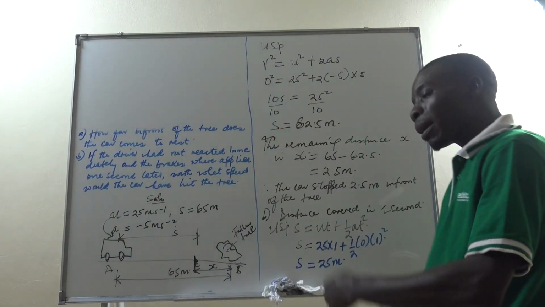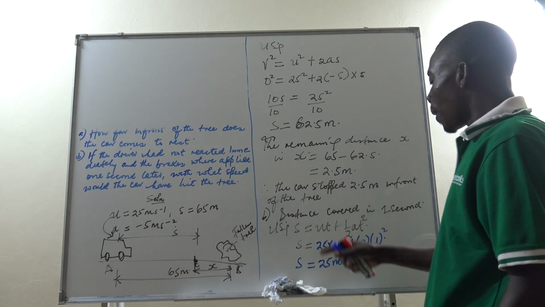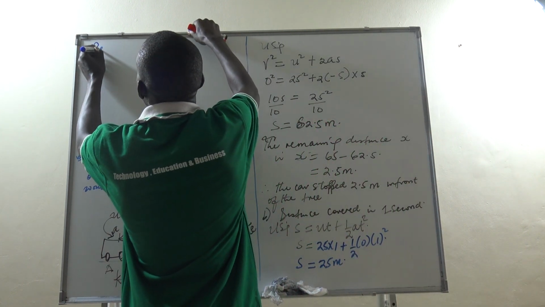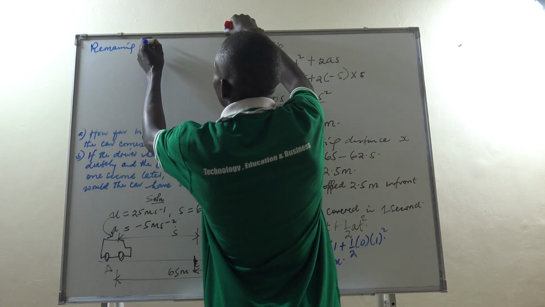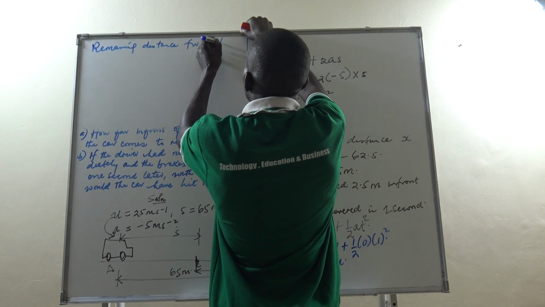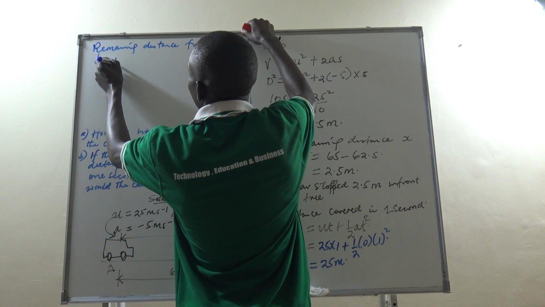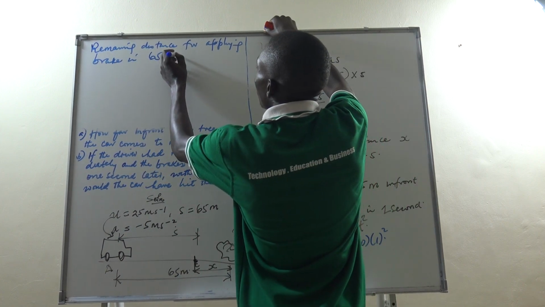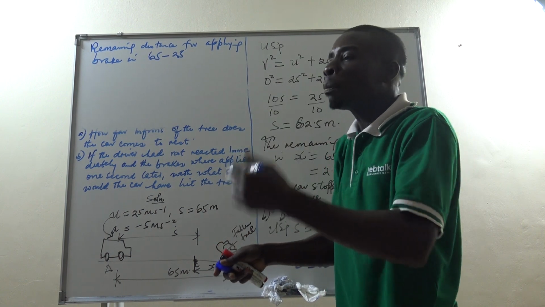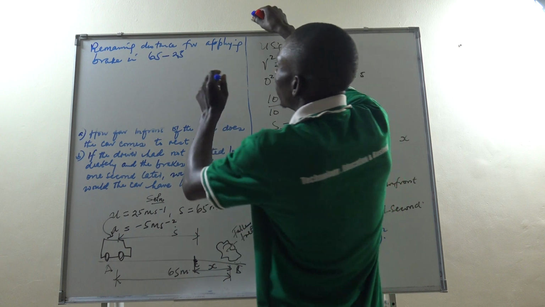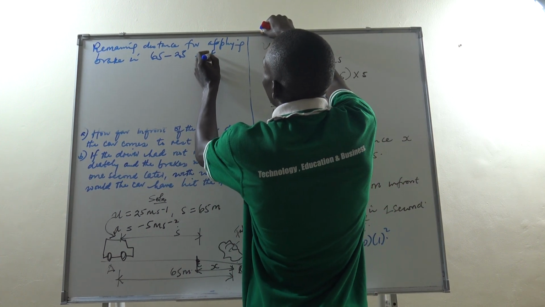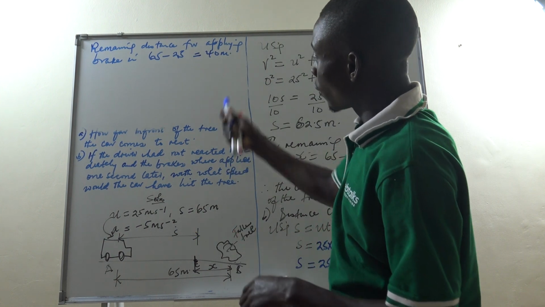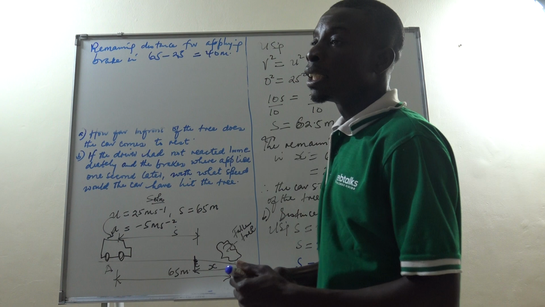If he is to apply the brake after 1 second, he will apply the brake in the remaining distance. The 25 would have been removed. So the remaining distance for applying the brake is 65 minus 25, because 25 meters has been covered in the process of delaying to apply the brake. So that means we shall have here our 40. Is that okay? You can pick your calculator and see what 65 minus 25 is. So this guy applied the brake in a distance of 40.